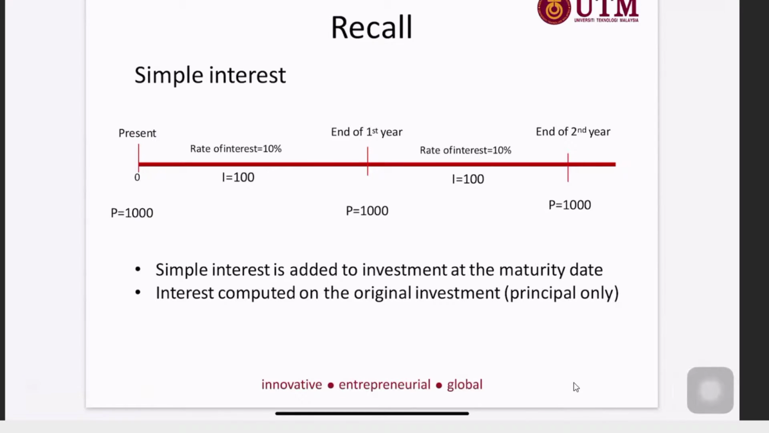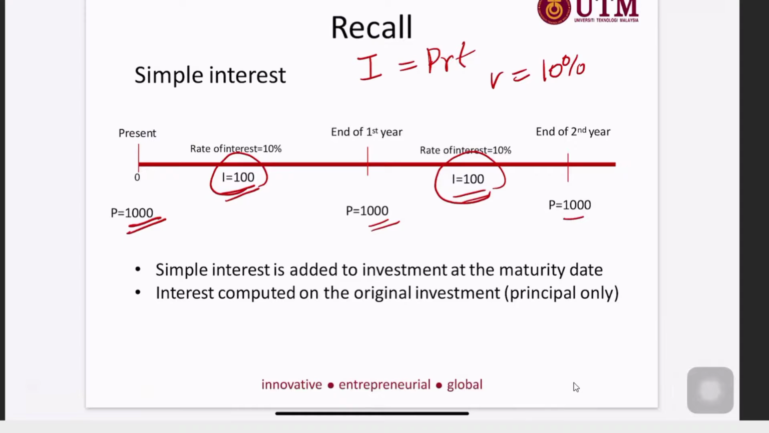Okay, so let's do some recall of what is simple interest. Simple interest is I is equal to PRT, principal times rate times time period. So for example, you have the interest rate of 10%, and you have the present, first year and the second year. The interest is charged on the original principal for every period. So for every period, the interest that you will earn is only 100. It's the same from the initial period until the end. Every period your interest would be the same, 10% times the original principal. Interest is computed on the original investment.